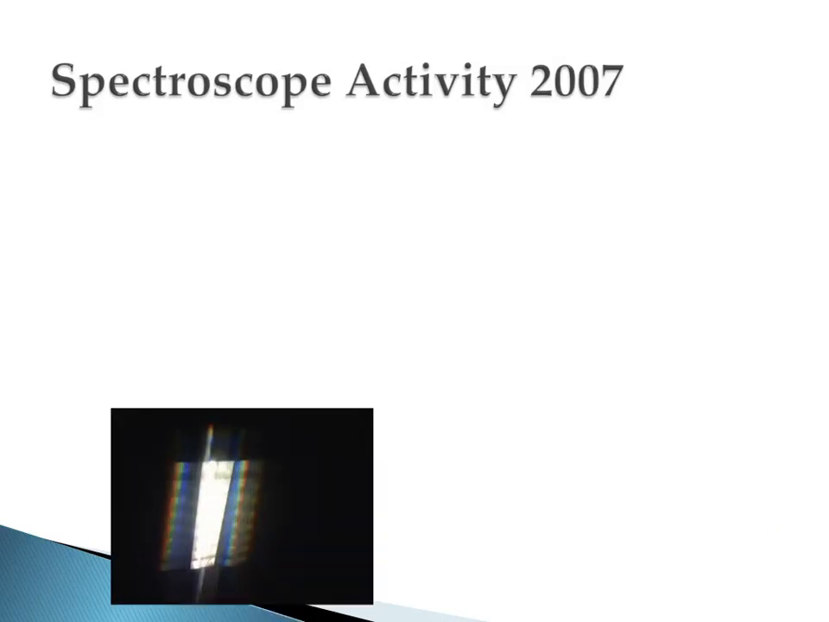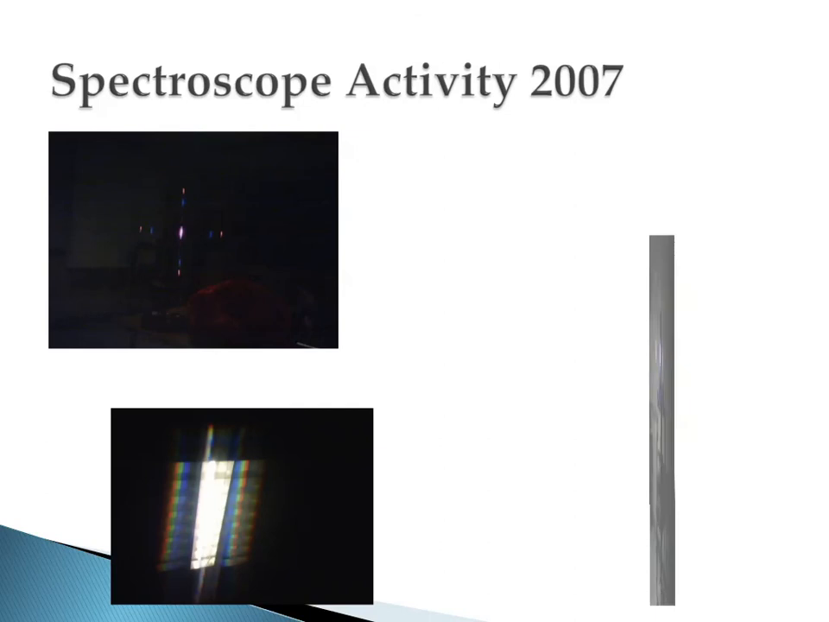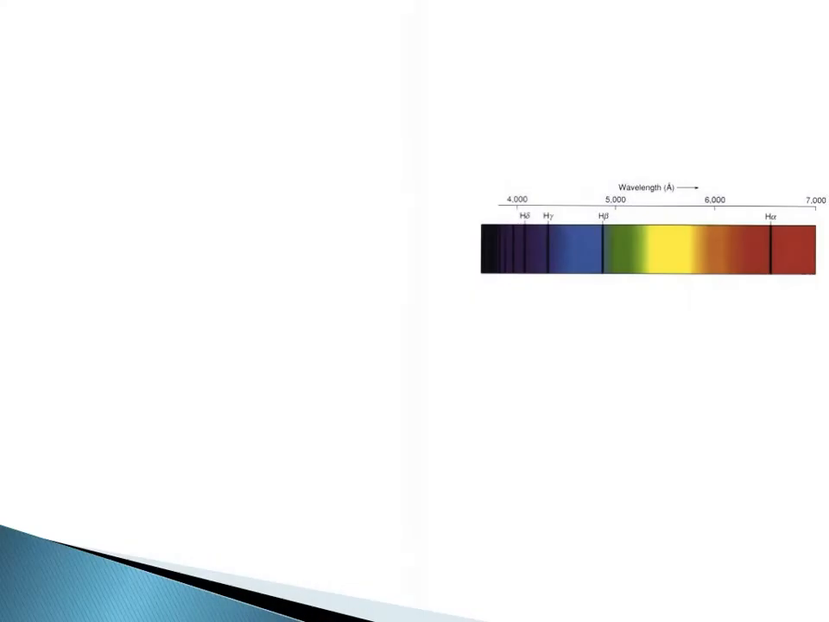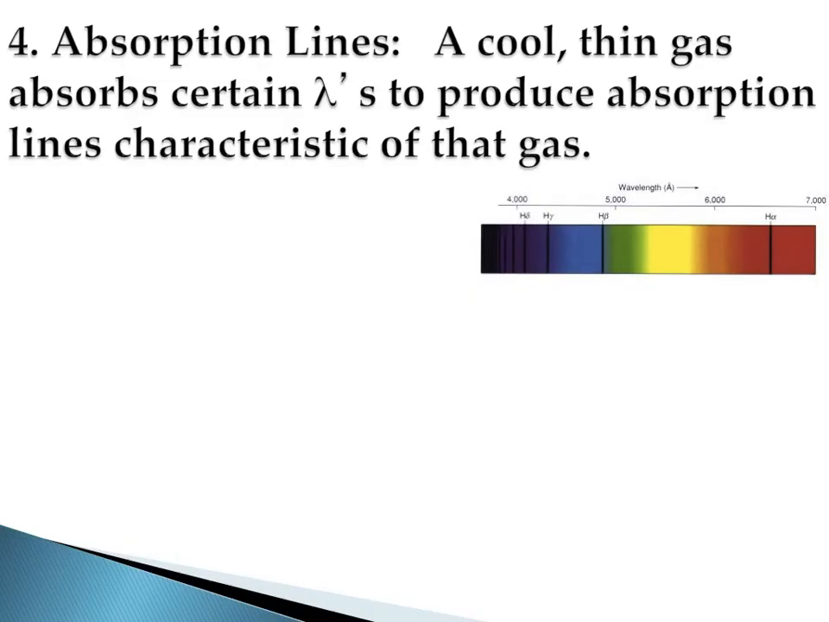Here are ones that we did in class over the years, all the way back to 2007. You see the old school flip phone there in this guy's hand. And you see the spectral lines. Those are emission lines, spectral lines from a particular element. But even more important in astronomy are absorption lines.